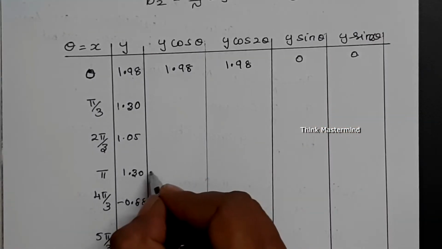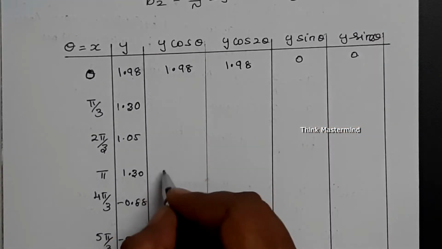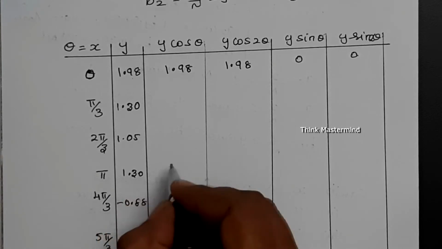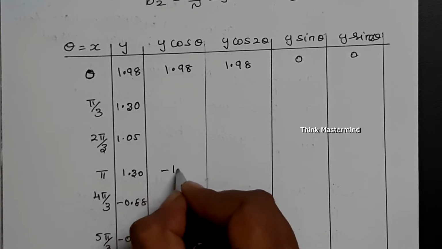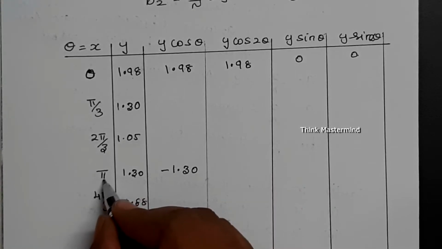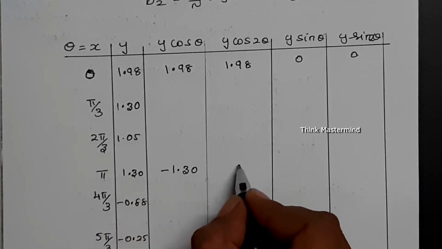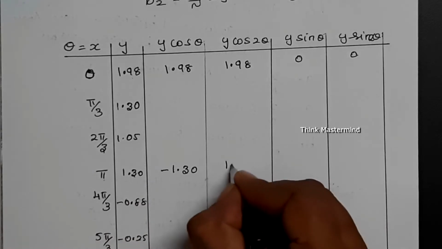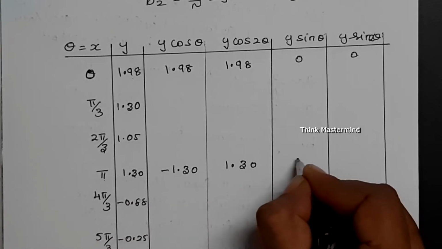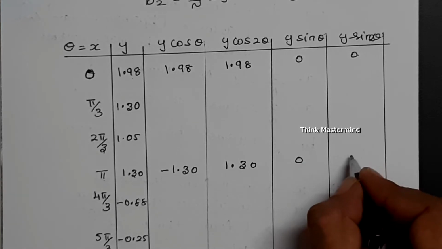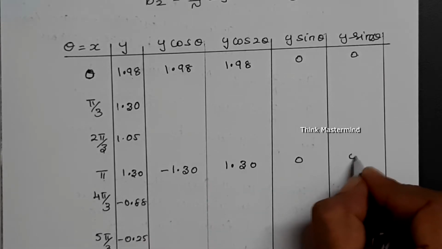Now I am going to pi. You know very well cos pi value is minus 1. Minus 1 into 1.30 is minus 1.30. And for 2 theta, theta is pi, so cos 2 pi value is 1. 1 into y value is 1.30. Sin pi value is 0, so 0 into any number is 0, and sin 2 pi value is also 0, so 0 into y is 0.